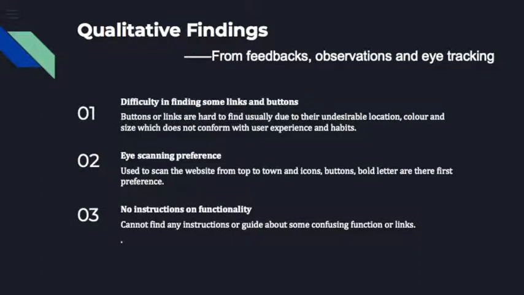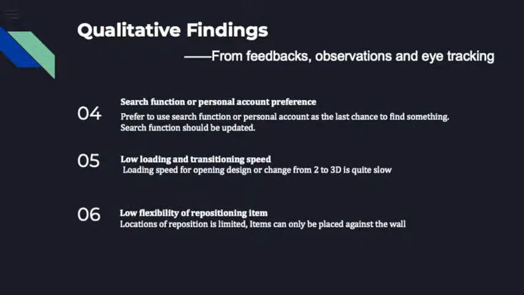The third one is about instruction and feedback. The users cannot find any guide or instructions on the website, so sometimes they may be confused about what they can do from the page, and they may just get stuck there. The fourth one is search function or personal account preference. Participants used to choose the search function or personal account as the last chance to find something. The search function should be updated.